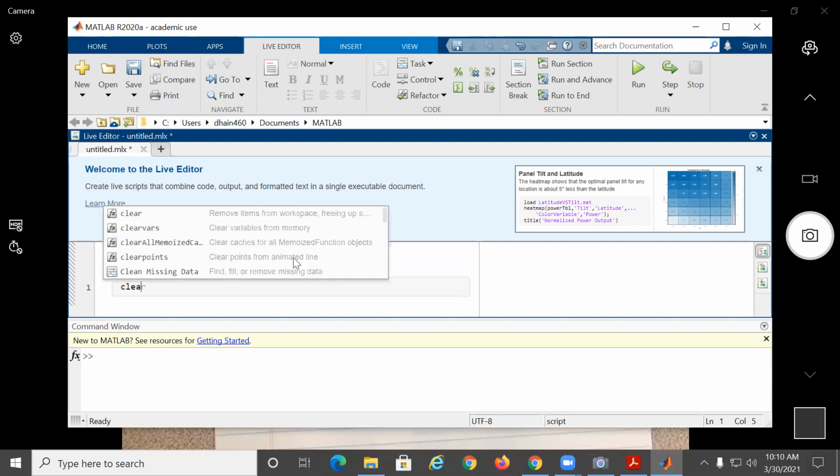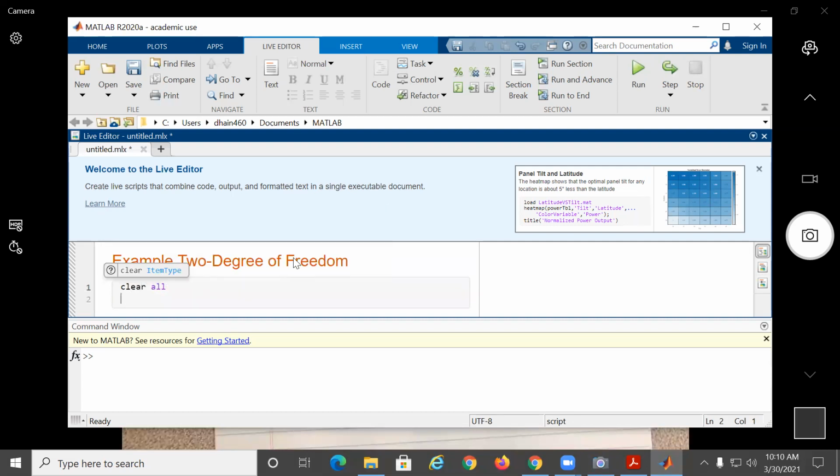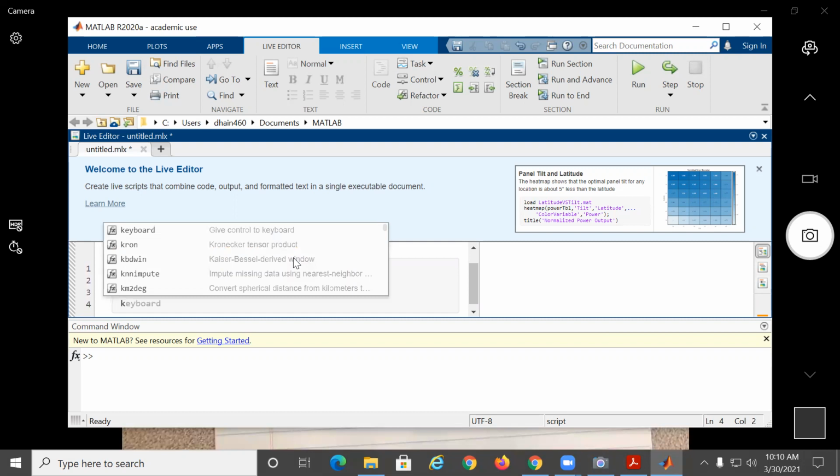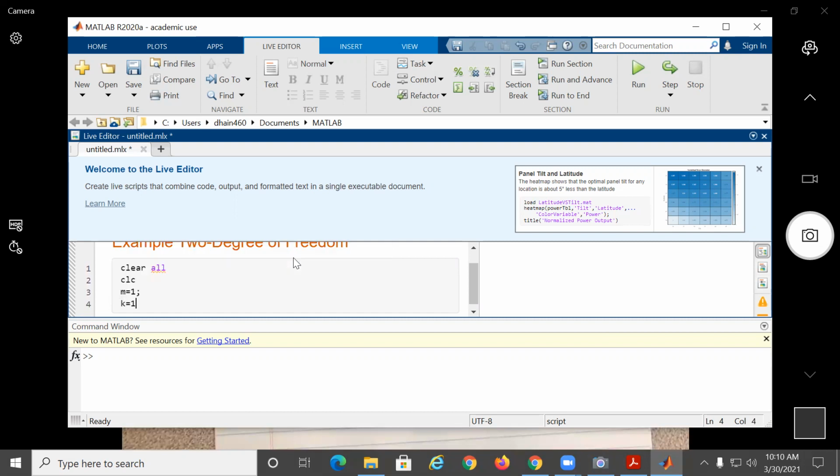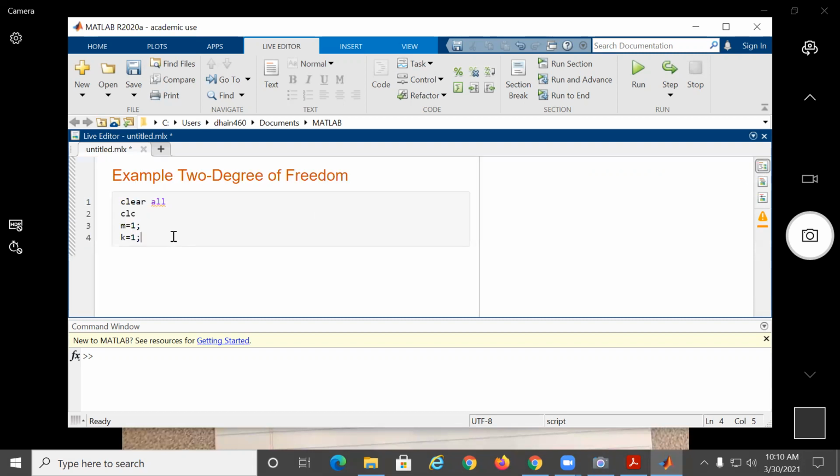So generally, I always start my codes with clear all, CLC, not to clear the variables, clear the screen. And now let's see, on this problem, we say to use m equal to 1 and k equal to 1. All right. So what I'm going to do over here is rewrite these matrices, okay?